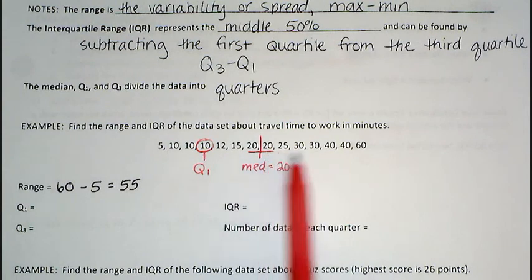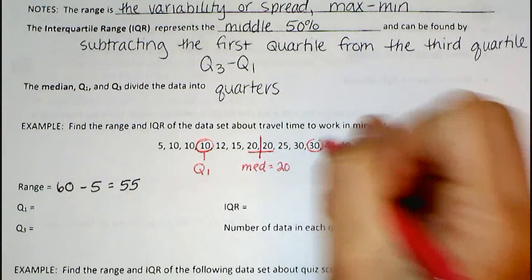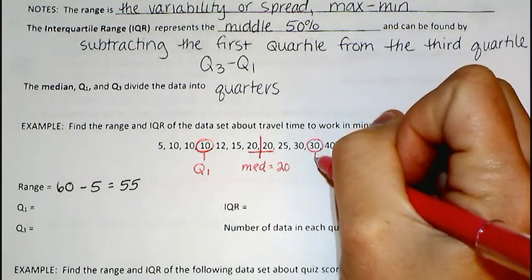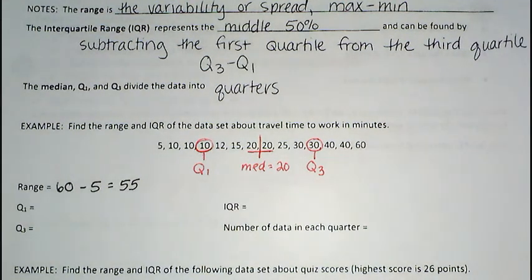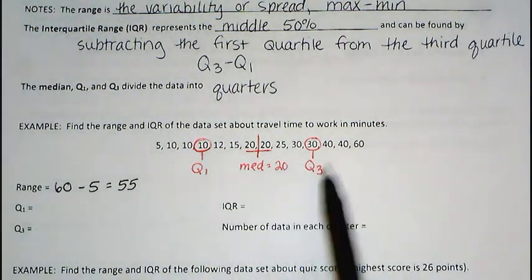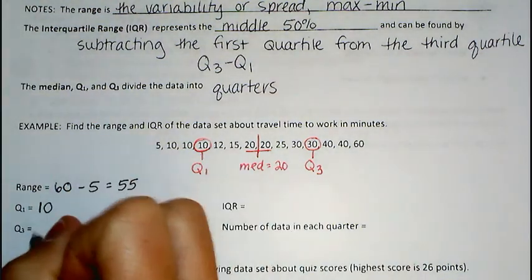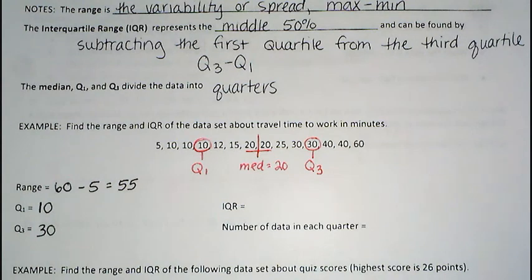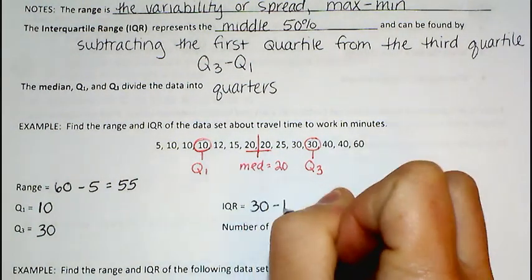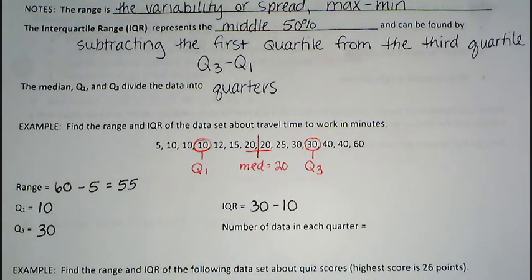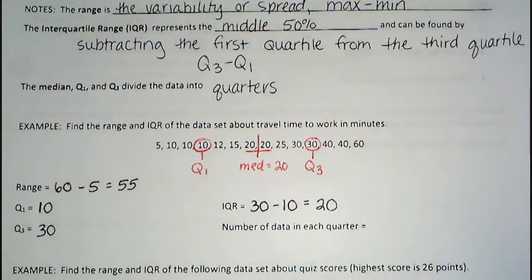So we're going to do the same thing on the upper half. 1, 2, 3, 4, 5, 6, 7. Here's my third quartile, Q3. So now that I know what those two quartiles are, I can just list them. Q1 was 10, Q3 was 30. And so now our IQR is just going to be 30 minus 10. And that's going to give me an IQR of 20.